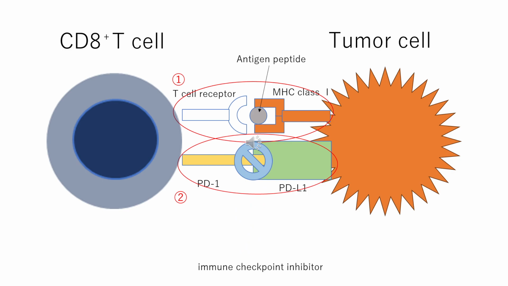First, let's talk about CD8 positive T cells. T cell receptors on the surface of CD8 positive T cells recognize antigen peptide presented on MHC class I molecules of cancer cells. After recognizing, T cells attack cancer cells. At this time, when PD-L1 of cancer cells binds to PD-1 of T cells, T cell activity is suppressed. Immune checkpoint inhibitors act at this site and prevent T cell suppression.